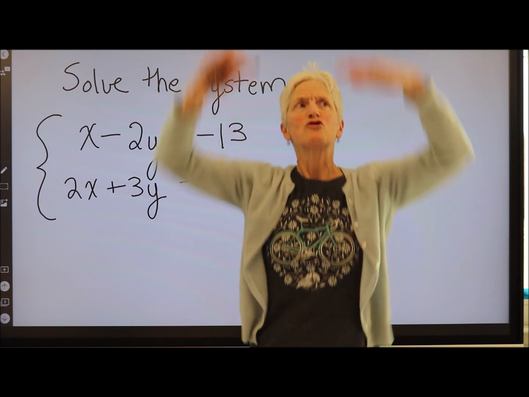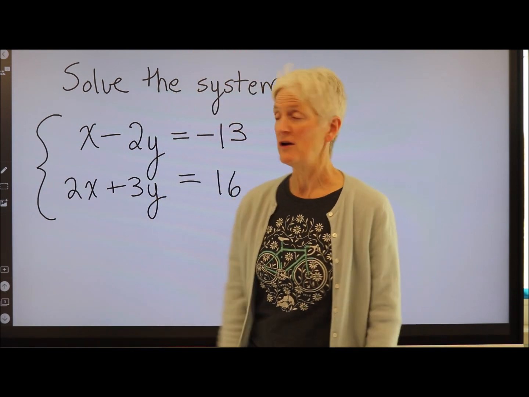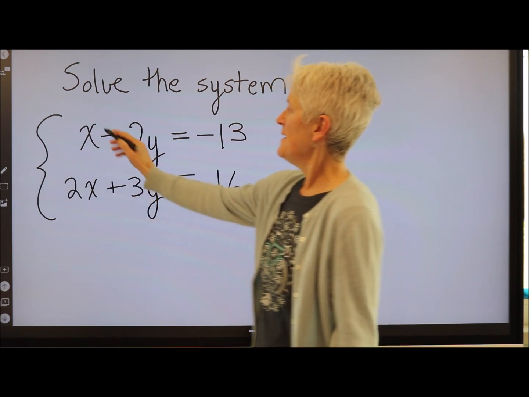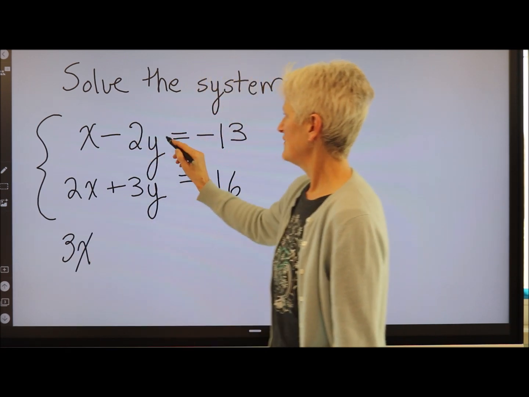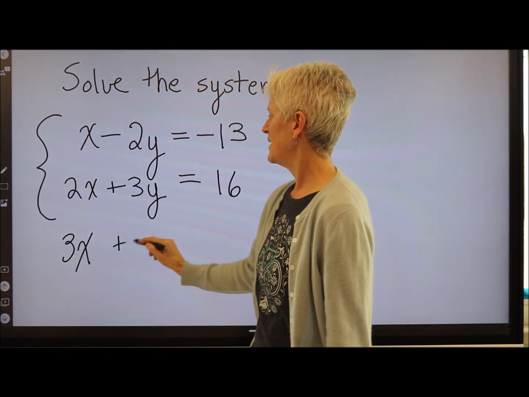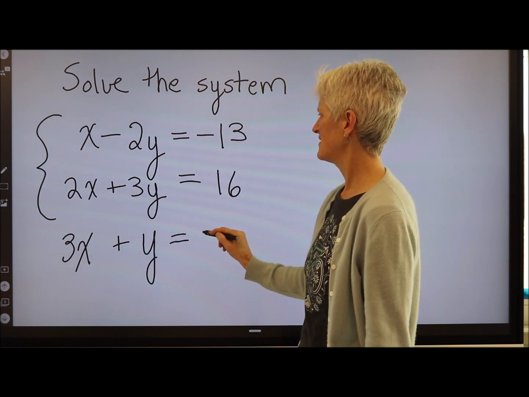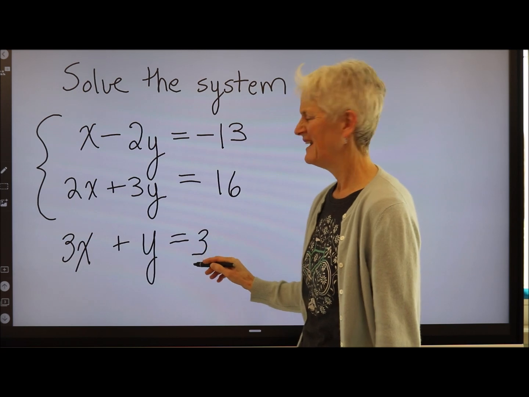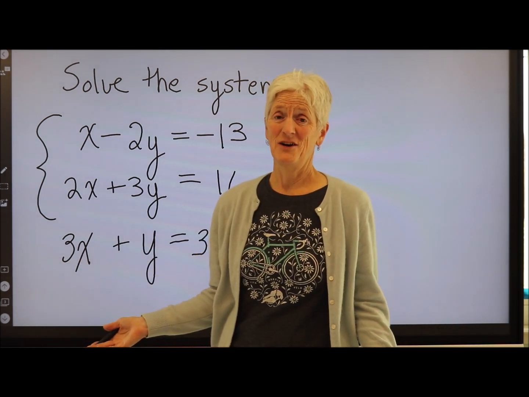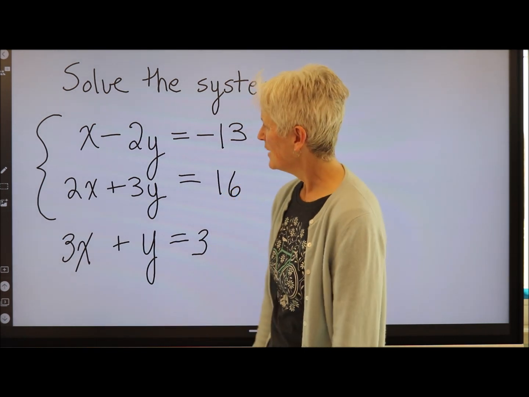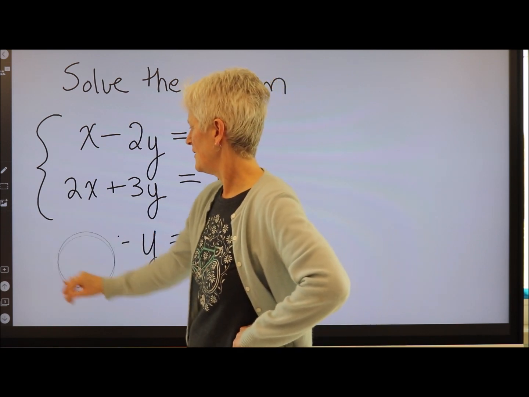So again, we're trying to add like terms up to down to try to get rid of one of my variables. So let's see if I could just add x plus 2x, that would give me 3x. Negative 2y plus 3y, that would give me a y. Negative 13 plus 16, that would give me a 3. Shoot, did I effectively eliminate one of my variables? Shoot, I didn't. So that's not going to work.